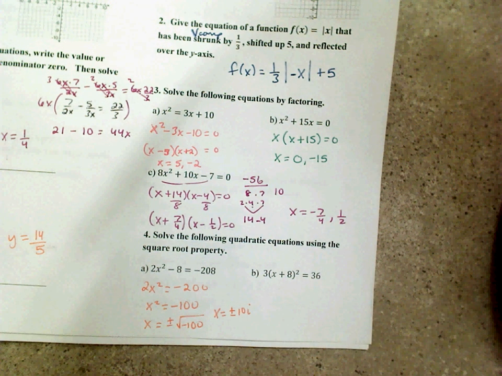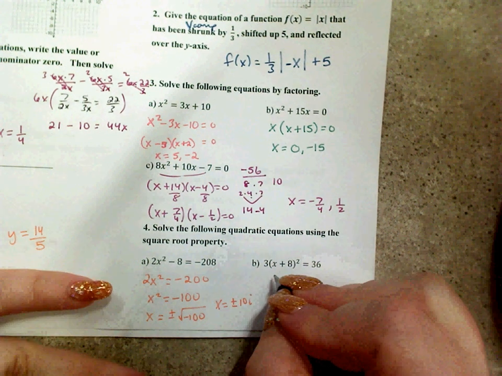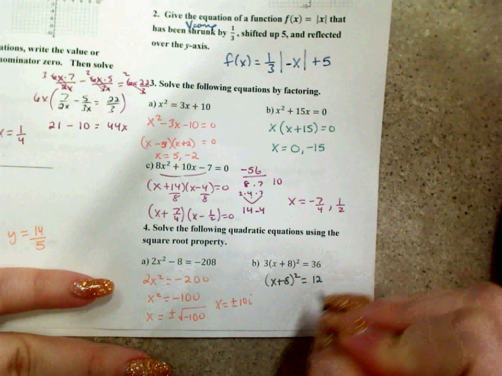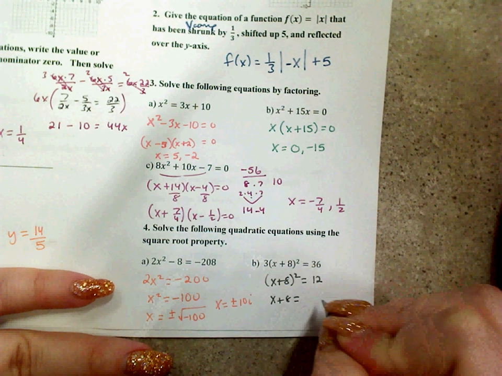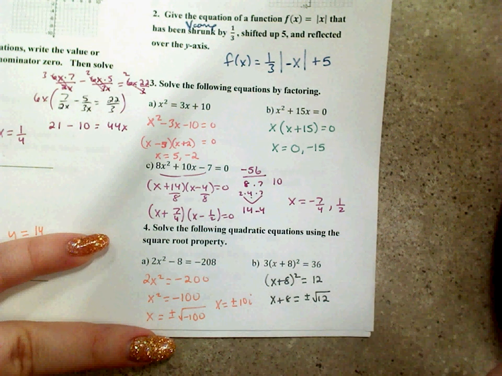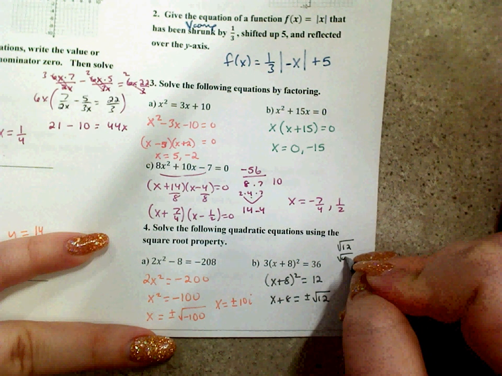On this one, solve using the square root property, get x by itself. So the first thing we're going to do is divide by 30. X plus 8 quantity squared is 12. Then we're going to take the square root. Now this one's a little bit interesting because it's in the middle of the process. So plus and minus the square root of 12. And the square root of 12 is 2 root 3.